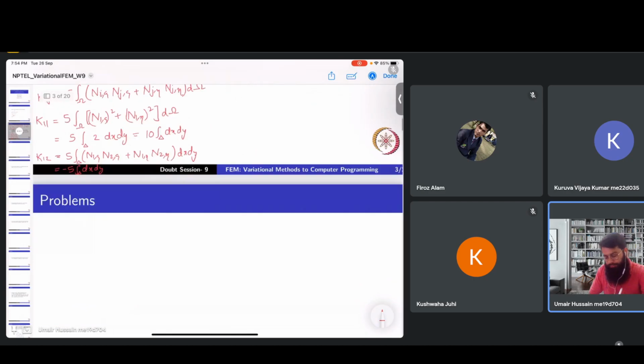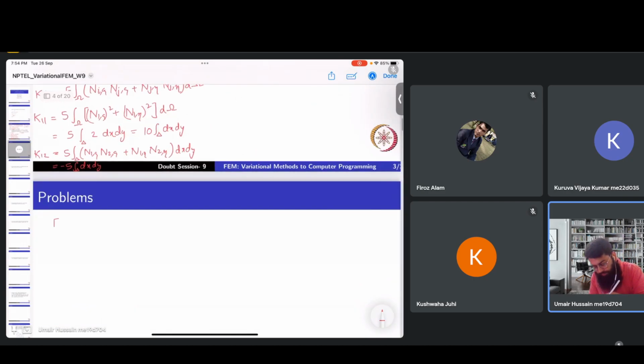Now the next thing is to get the force vector. So the force vector is the integral of ni. This is pretty straightforward. So this is equal to n1, which is 1 minus eta minus zeta. I'm sorry, I have written dx dy, it should be d eta d zeta.